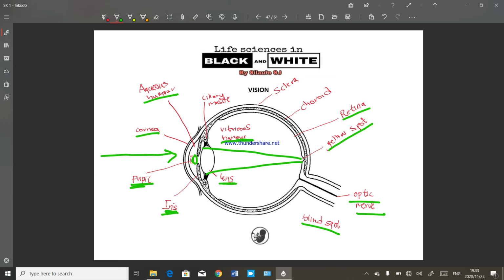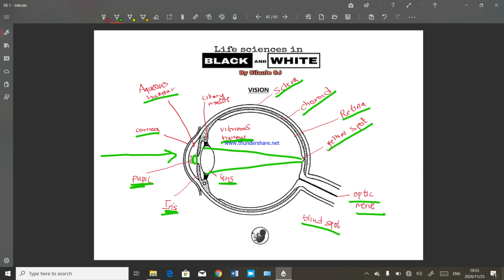Other parts in the eye that play a role in vision: we have the sclera. The sclera is the outer part of the eye and protects the eye. It's made up of connective tissue. And then we also have the choroid. The choroid is made up of pigments and has blood vessels, so its main function is to reduce the internal reflection so that we don't form multiple images or distorted images.